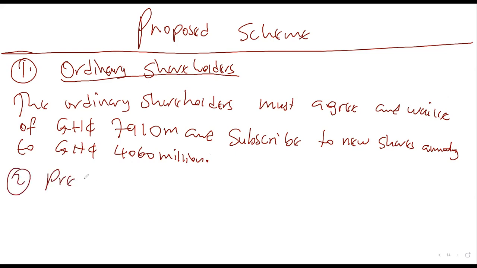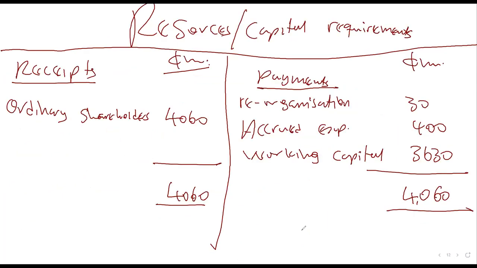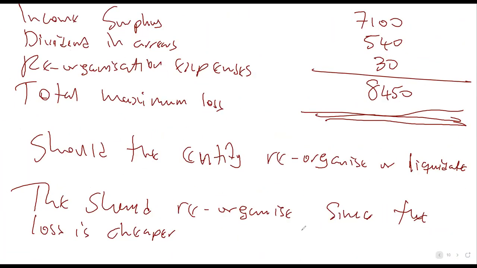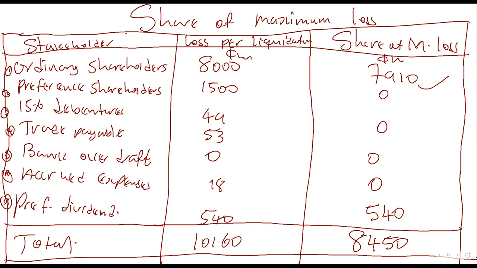Preference shareholders. Write a shorter story about them. For them, they don't lose anything. On the YouTube there, in the earliest questions I solved, I made sure they lost something, but per my scheme they are not losing anything. So don't come and say they are losing something. The only thing they are losing is the preference dividend in arrears.